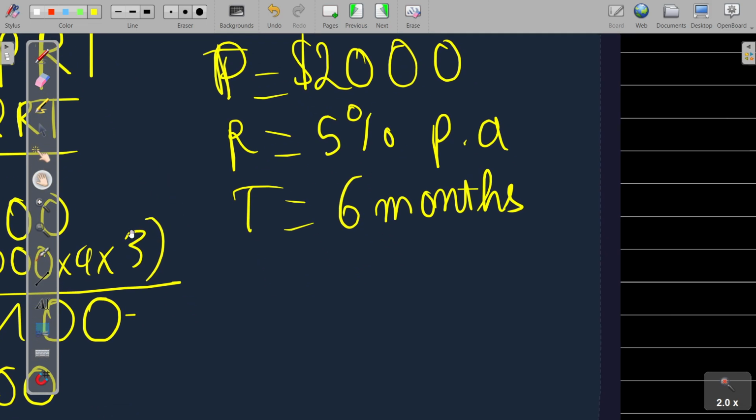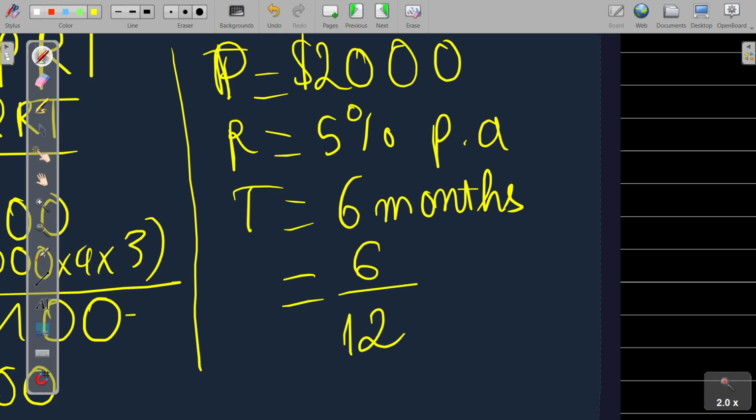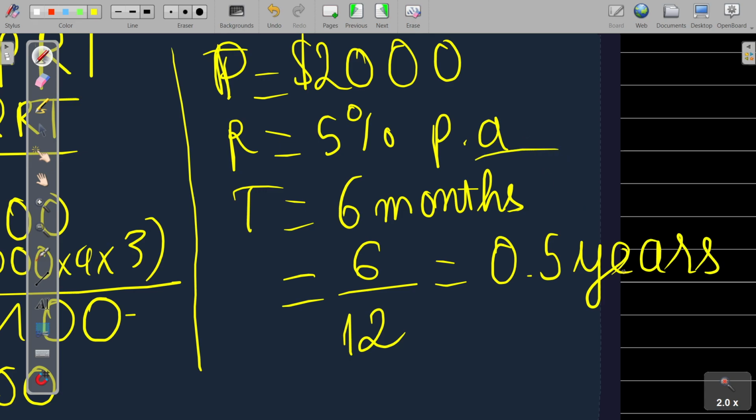So you invest $2,000 at 5% per year for 6 months. You need to match the time units to the rate units. The rate is per year, as you can see, per annum, but the time is in months. They do not match. You cannot put a 6 in the formula. What you want to do is convert the 6 months into years. So 6 is half a year, 6 over 12 is 0.5 years. Now this annum matches with the years, 0.5, which is very good.